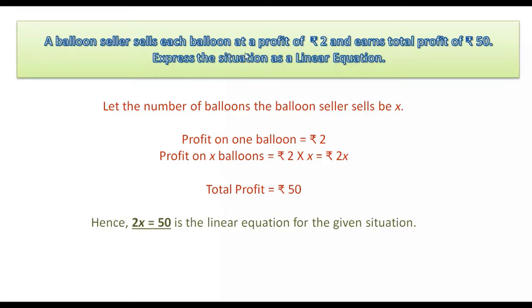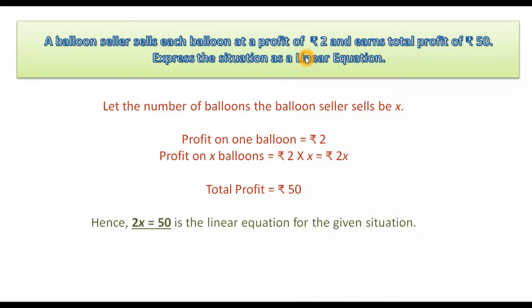Now see, the profit on each balloon is rupees 2. So the profit on one balloon is rupees 2, but how many balloons does he have? X balloons. So we will find the profit on X balloons. If the profit on one balloon is rupees 2, then the profit on X balloons will be 2 into X, that is 2X. So he has earned a profit of 2X on selling X balloons. It means on selling all the balloons, he has gained a profit of 2X.